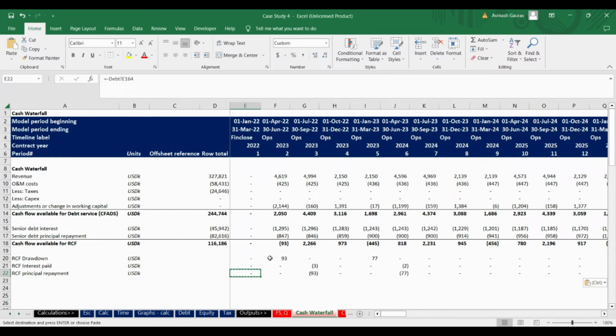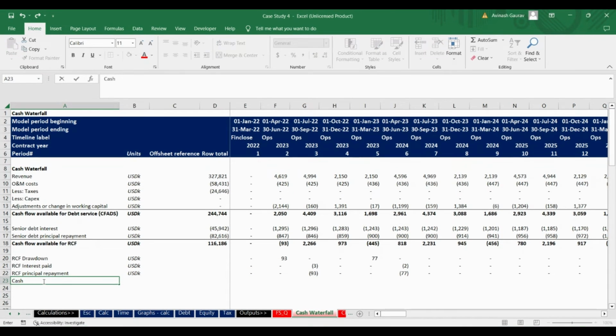Okay, and you will only pay RCF interest and principal once you have enough cash. And priority will always be to pay the interest first, then the principal for RCF. And you will only pay the interest with whatever cash you have available. And if you do not have the surplus cash, then you can only pay part of the interest, and the rest of the interest you can carry forward. Correct? So this is RCF principal repayment.